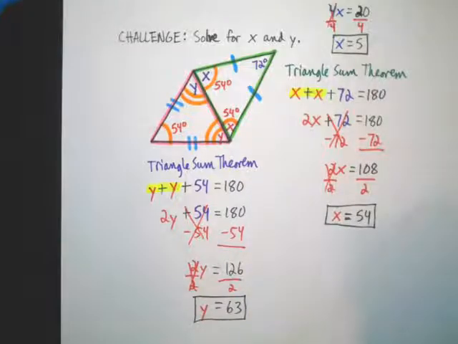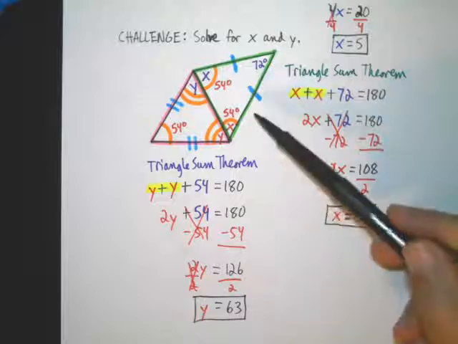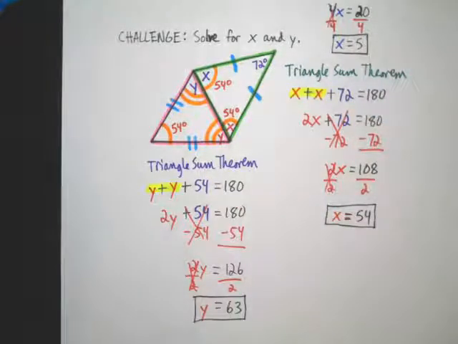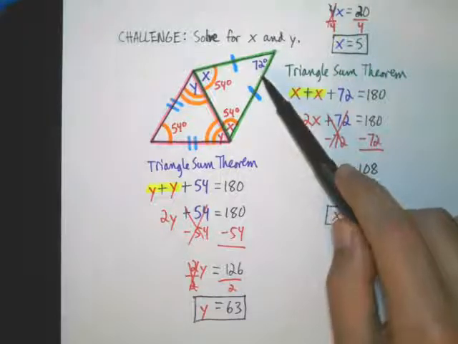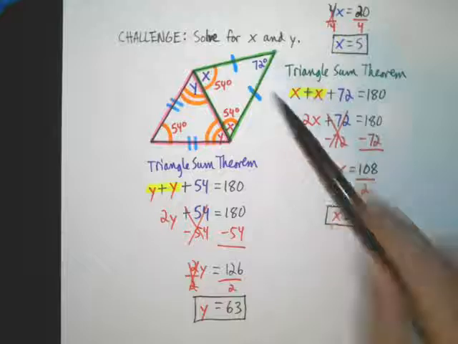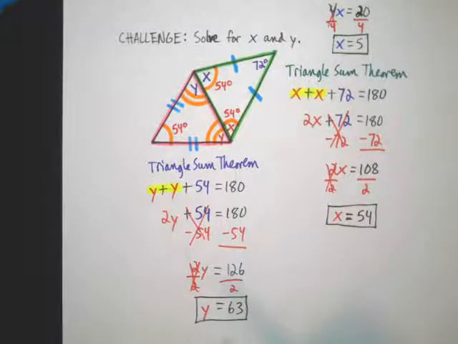So, long story short, for that challenge problem, we wanted to work with one triangle at a time. We ended up using the triangle sum theorem because we knew the angle that wasn't one of the base angles. So x ended up being 54 and y ended up being 63.